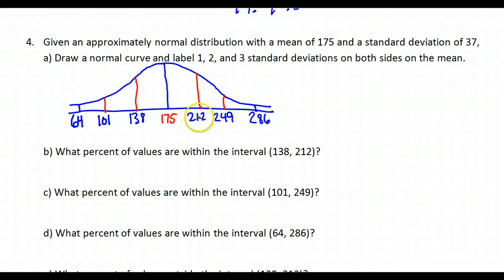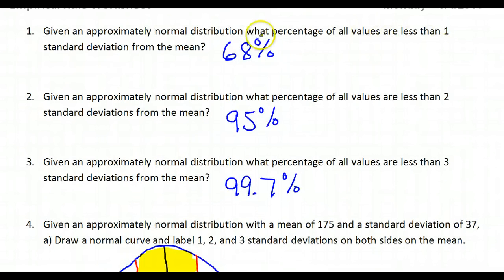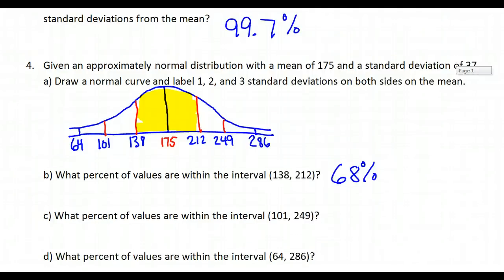Okay, so there's the mean, and this is 1 standard deviation, 2 standard deviations, and 3 standard deviations away. Now, what percentage of the values are within the interval 138 to 212? Well, that interval goes from here to here. And we just learned what percentage of the data is within 1 standard deviation from the mean. That's our 68%. That's the empirical rule that we just talked about. 1 standard deviation, that's 68%.